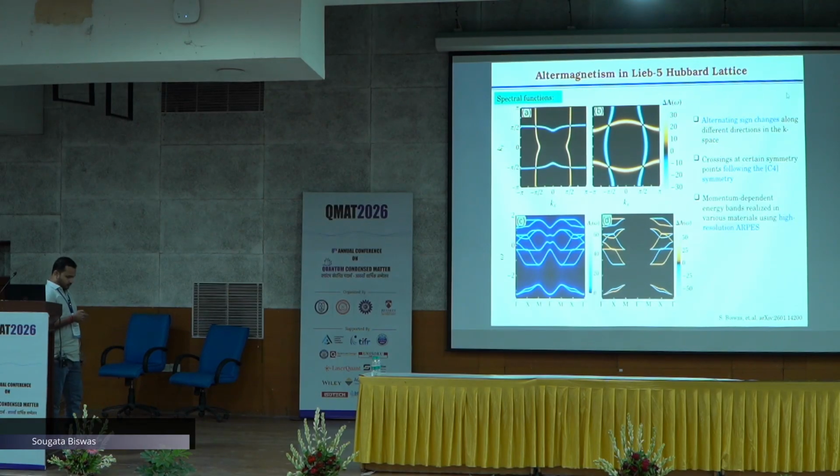Now we compute the total spectral function and the difference in the spectral function over the momentum path. The first one indicates the energy eigenvalues over the momentum path. At the same time, the difference indicates the spin polarization along the momentum path. Note that these types of diagrams are experimentally realized using high resolution angle resolved photoemission spectroscopy in experimental work.